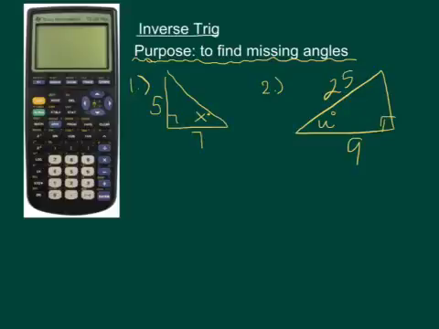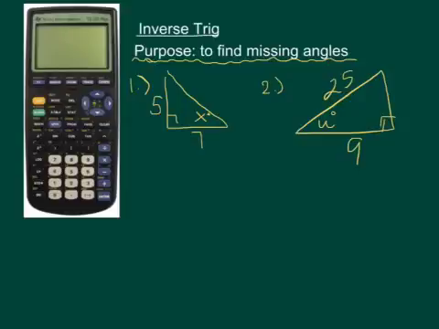Now we're going to take a look at using inverse trig. The reason why we're going to use inverse trig is because now, instead of finding missing side lengths, we're going to have to find missing angle measures. But again, you're going to be given some sort of information about your triangle. You're still going to want to use your SOHCAHTOA relationship.